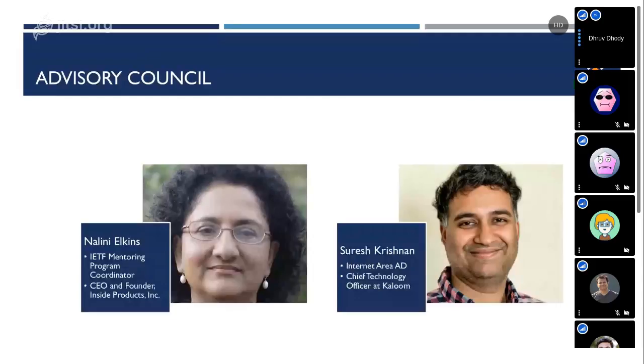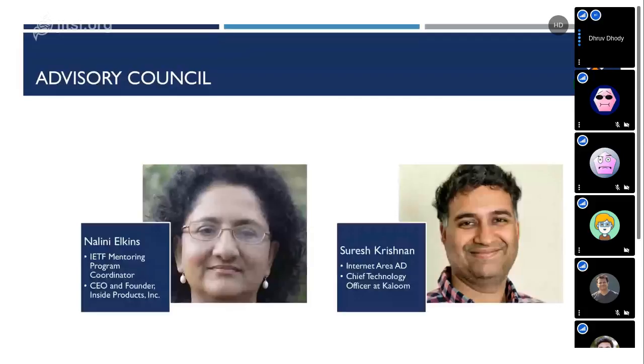And then Suresh has also been helping us. He's the Internet Area Director at IETF as a part of the IESG, as well as CTO at Kaloom. He has been instrumental in helping us set up this society and in running all these India-specific activities that we are planning. So thanks to Nalini and Suresh for that.